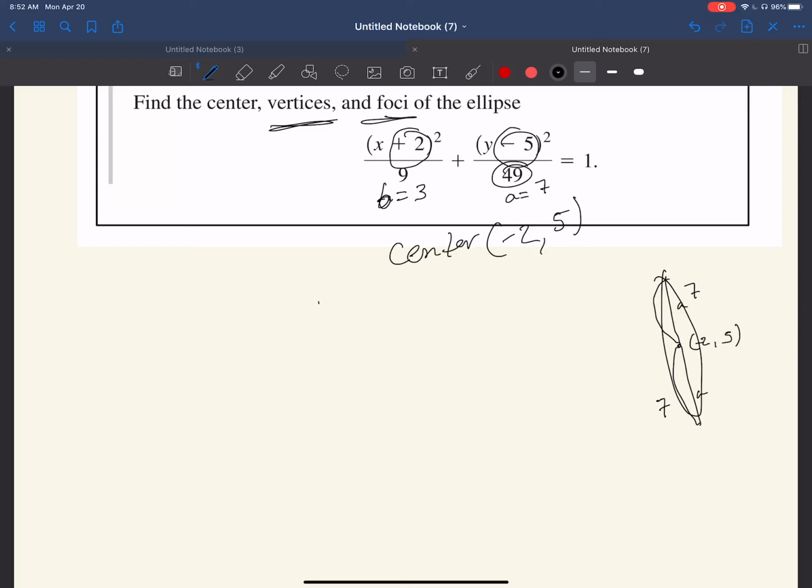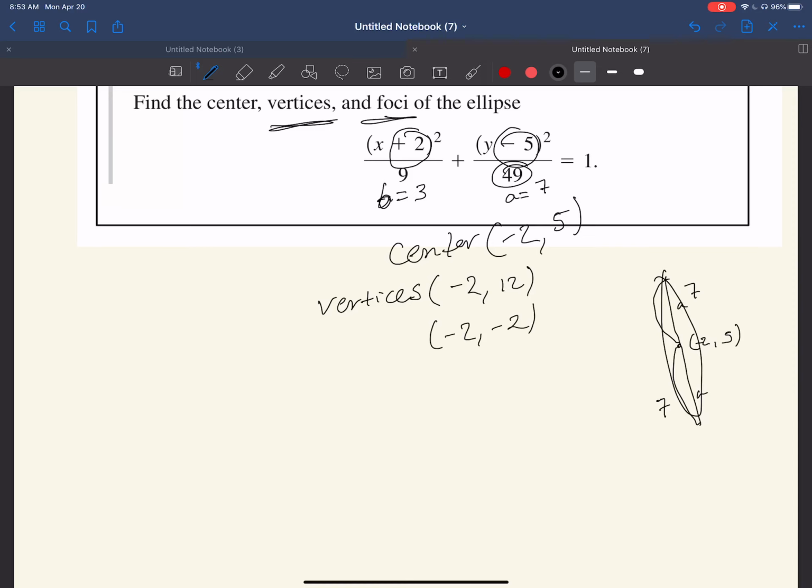So to find the vertices, we know that our x value of -2 will not change, but our y value will change by 7. So take your 5, add 7 to it, so that will give us 12. To find our second answer, again, your -2 will not change, but now you will subtract 7 from the 5. So 5 minus 7 will give us -2, and then those will be our vertices.